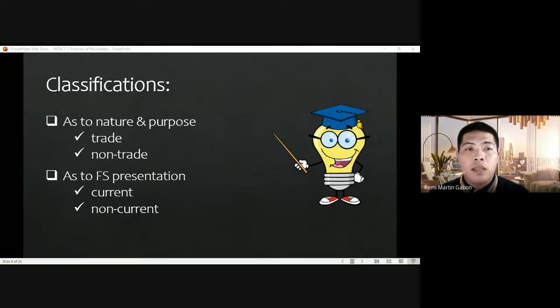Let us start with trade or non-trade. Receivables are classified as trade or non-trade depending on the nature of your business or the nature of the operation of a business. Kindly recall the basic business concern. We have the merchandising, manufacturing, and servicing. Receivables will depend on whether it is trade or non-trade on the main operations of an entity.